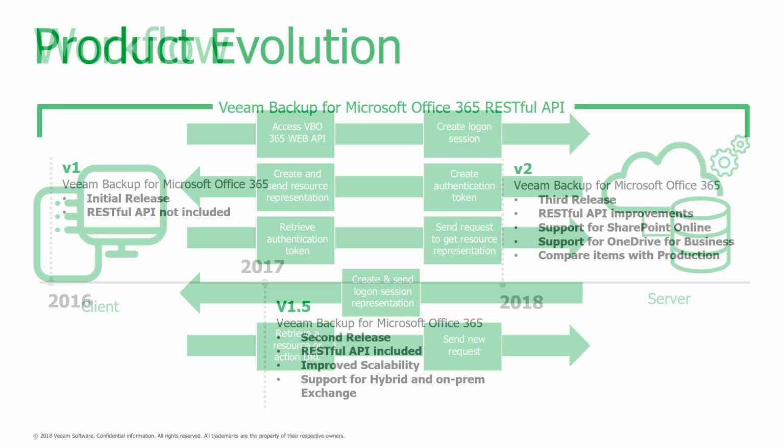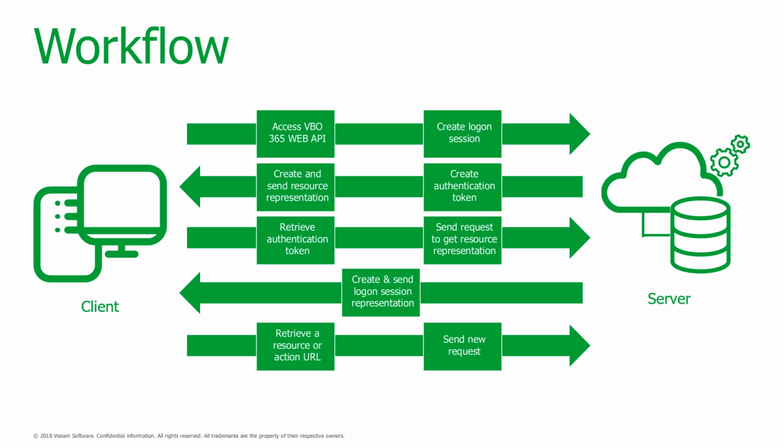That's a long name. Let's talk about the workflow now. Remember we discussed going to the restaurant and talking to the waitress and so on. It's the same, but explained in the way that it really works. At the end, you access the VBO 365 Web API, you create the logon session, then the server gives you the authentication token, and it will create and send the resource representation. Of course, you retrieve the authentication token and send the request to get the resource representation. Then the server will create and send the logon session representation. And finally, you will retrieve a resource or action URL, and at the end you send a new request, and so on and so forth.